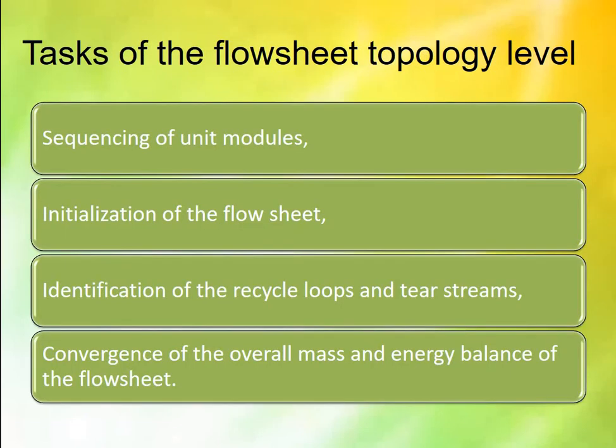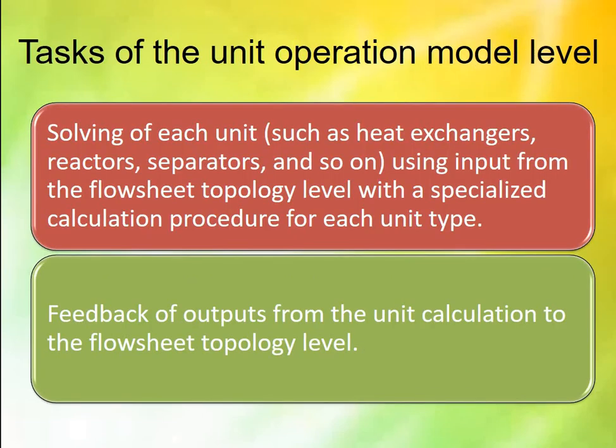Now the task of the flowsheet topology level, the top level, is the sequencing of unit modules, initialization of the flowsheet, identification of the recycle loops and tear streams, and convergence of the overall mass and energy balance of the flowsheet. During this course, you will understand what this means. It will be gradually clear to you.